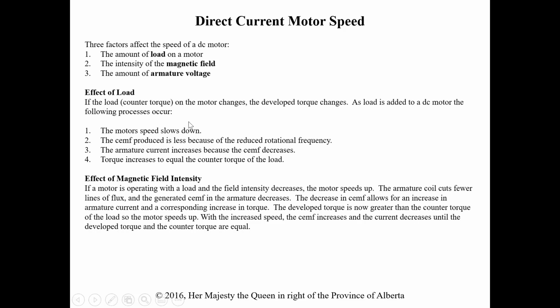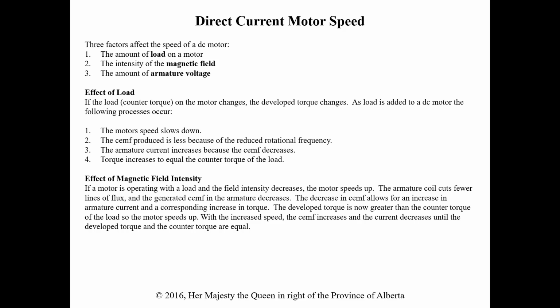So the first thing to talk about is the effect of load. If the load or counter torque on the motor changes, the developed torque changes. The developed torque is the torque that's being developed within the motor, so motor torque as opposed to load torque or counter torque. As load is added to a DC motor, the following processes occur. It slows down, so we're asking it to do more. We're putting more load torque onto it.